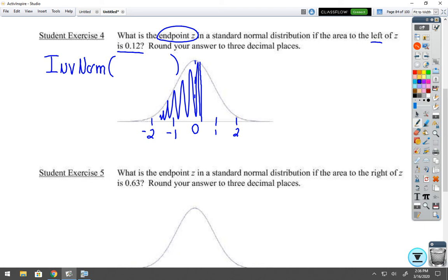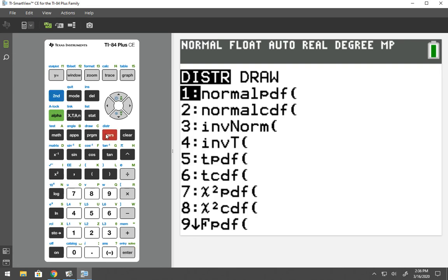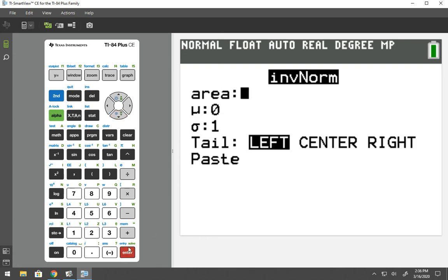So I'm going to open up an inverse norm calculation on my calculator and show you how to enter it. We also have to notice that that area is being told to me to be 12%. So go to my calculator, second vars. This time we're going to scoot down to number 3, inverse norm. We want to find endpoints, inverse norm. We're going to calculate the area.